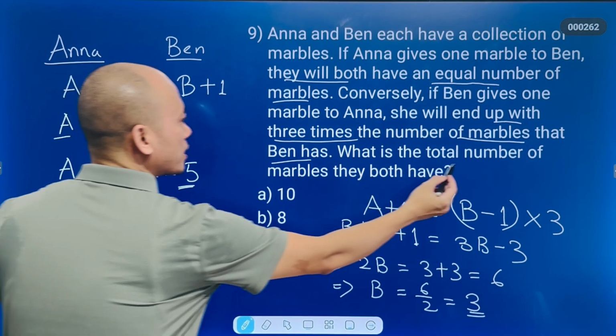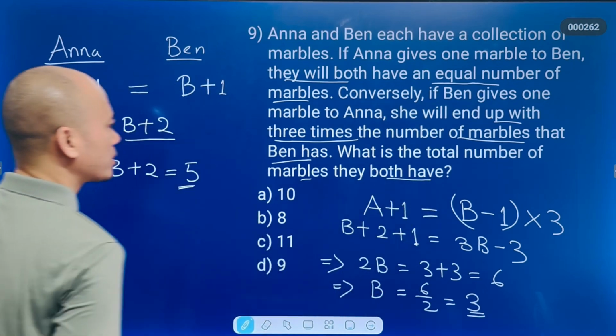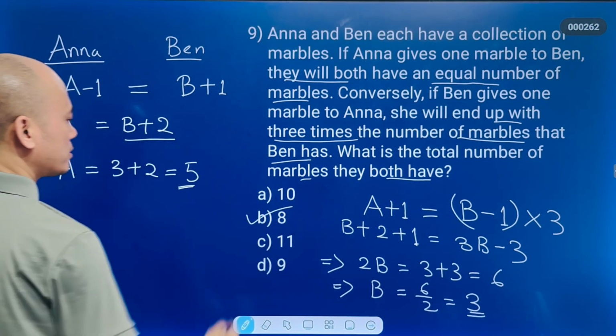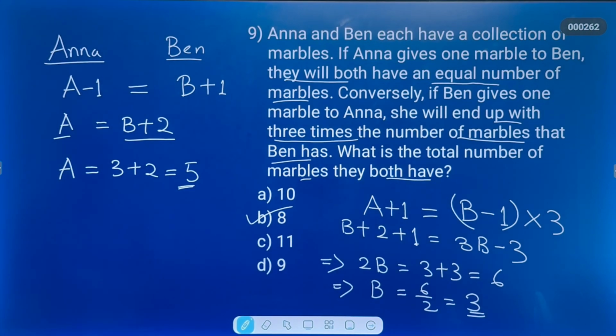Then what is the total number of marbles they both have? So the total number of marbles they both have is 5 plus 3, which is equal to 8. So 8 is the correct answer.